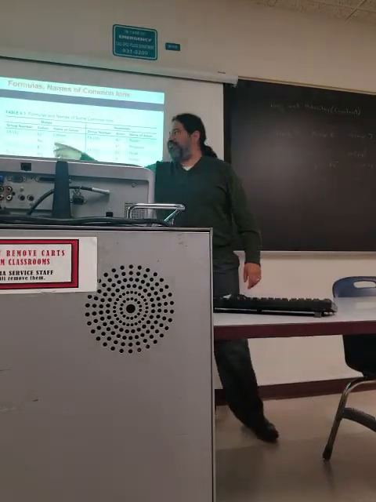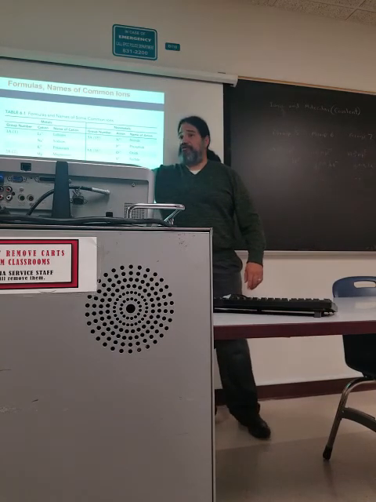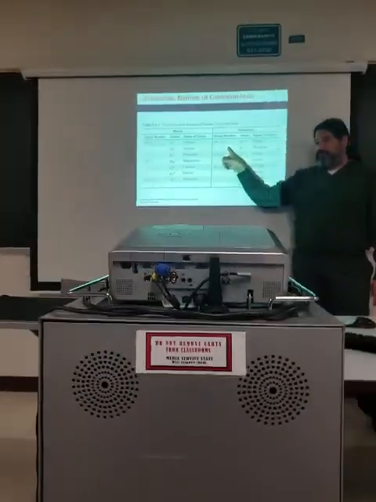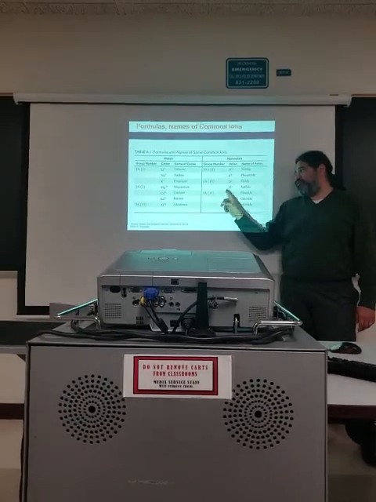So group 1 plus 1, group 2 plus 2, group 3 metals, group 5 nonmetals -3, group 6 nonmetals -2, group 7 nonmetals.